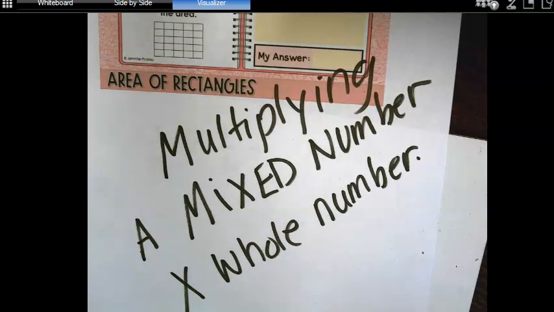Hey, fifth graders, today in math class we learned how to multiply a mixed number times a whole number. Now before you go over this lesson, you want to make sure you have your whiteboard or some paper to do some problems on.